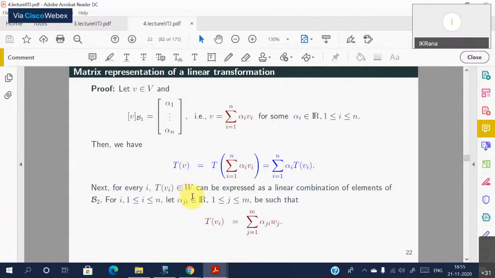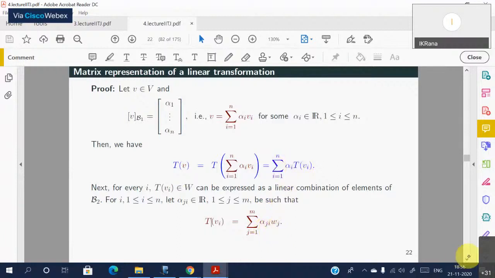And W has an ordered basis B2, so I can write a linear combination for T of vi. So T of vi, for the ith vi, will be a summation of some scalars times wj, j going from 1 to m, so the scalars have to be indexed accordingly: alpha ji wj. I'm purposefully writing alpha ji, not alpha ij, for a reason. You'll soon see. So T of vi is this, and I can put this value back in the equation. Then T of v will be equal to the summation of alpha i, summation of alpha ji wj.